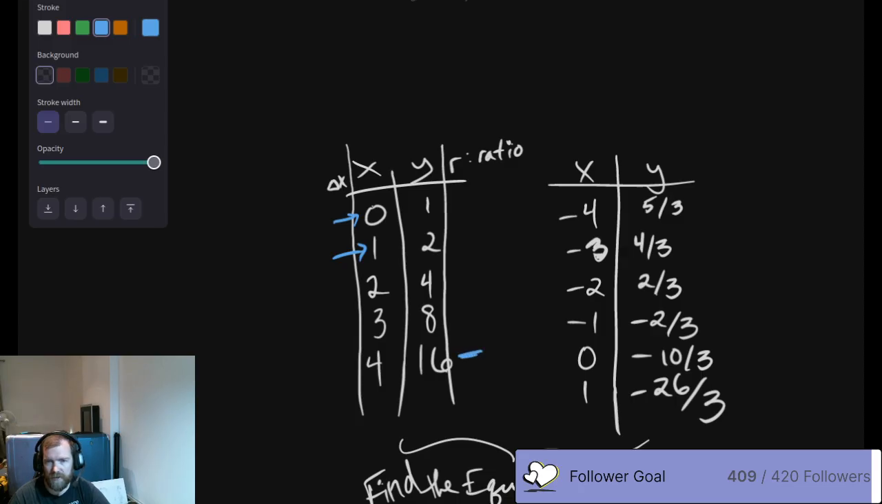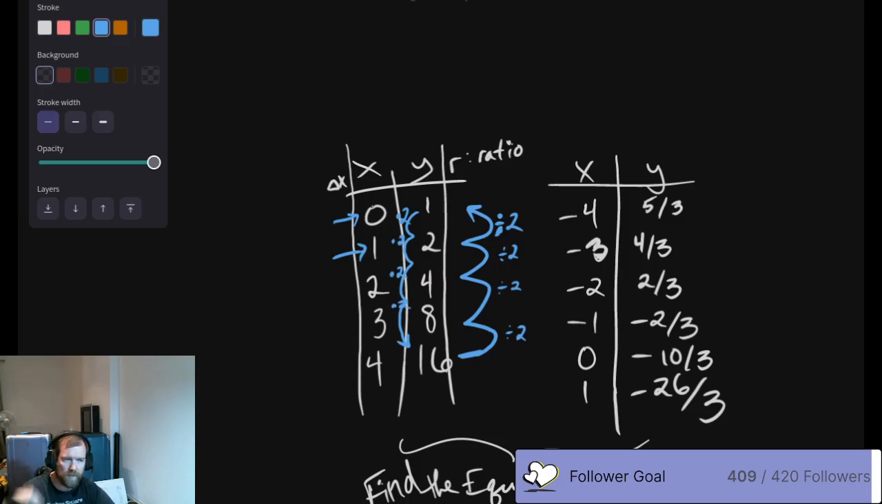Or we could start down here and say, we've started at 16. How do we go back further up the chart? Well, in order to go up, we have to divide by 2 every single time. Whereas going down, we're multiplying by 2 every time. Taking the previous value and multiplying by 2 every time, not the x values.